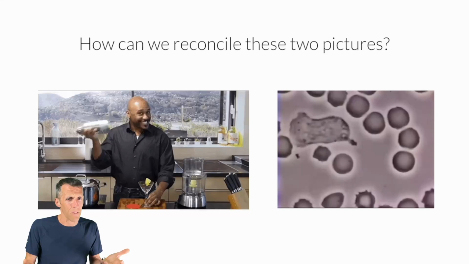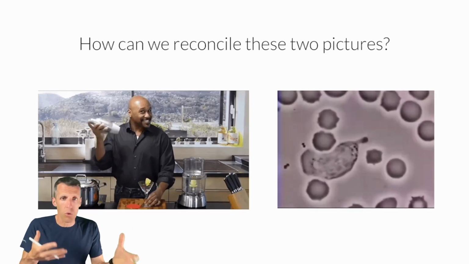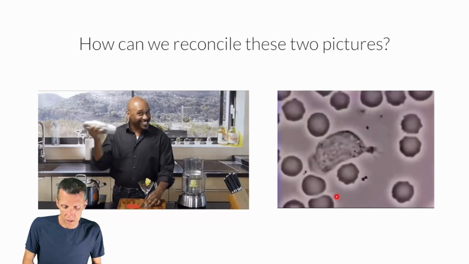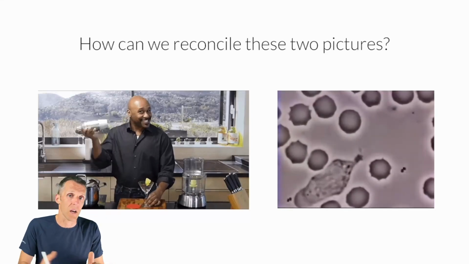So how do we reconcile this, right? If individual molecules are just bouncing around completely randomly, how do we get up to this thing where cells can actually move in an organized, coordinated fashion?